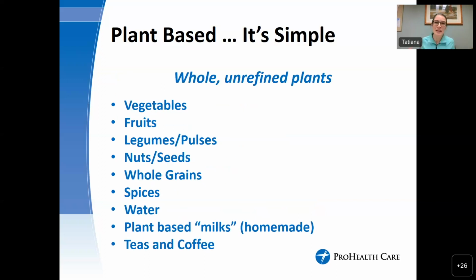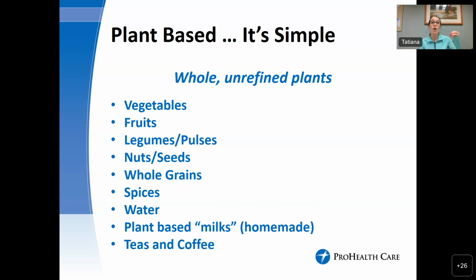And in theory, it's simple, right? We're just focusing on whole, unrefined plant-based foods. So these are whole vegetables, okay? Fruits, legumes or pulses or beans, right? Your black beans, chickpeas, lima beans, garbanzo beans, whatever. Nuts and seeds, whole grains. So you have to eat the grain in its whole form, right?